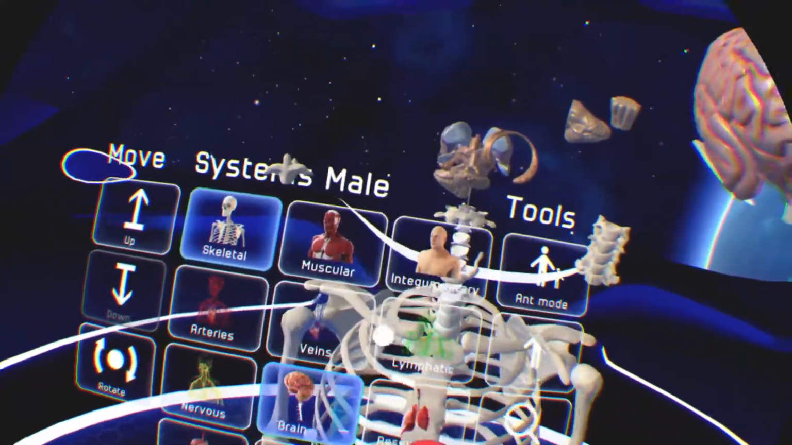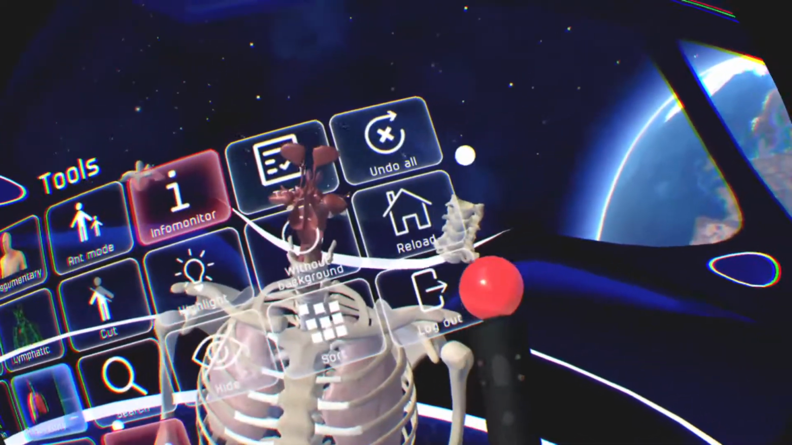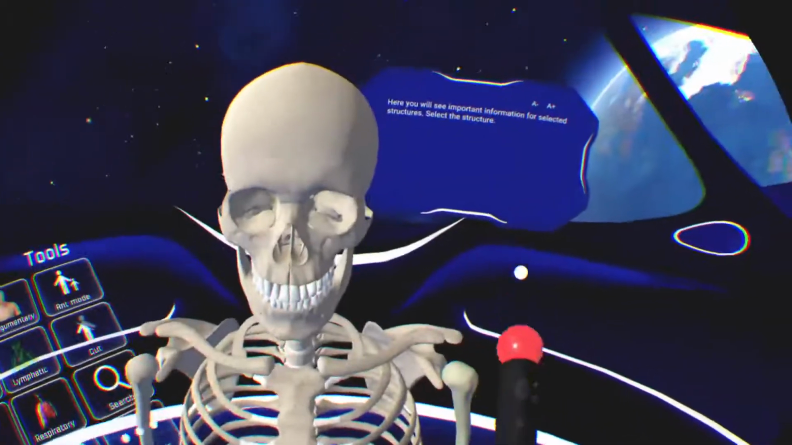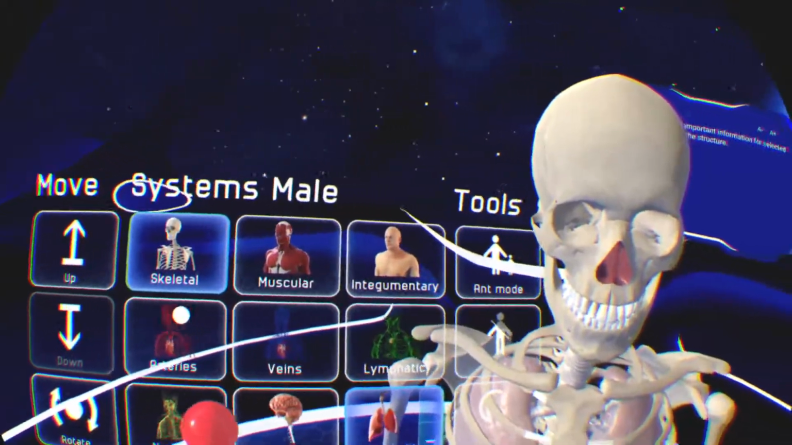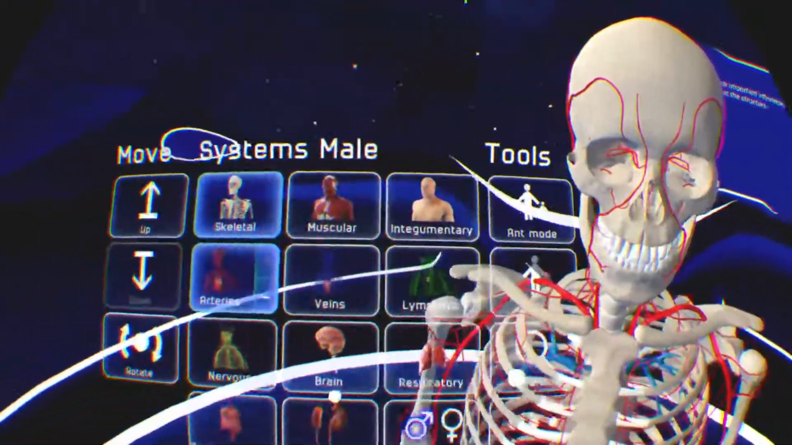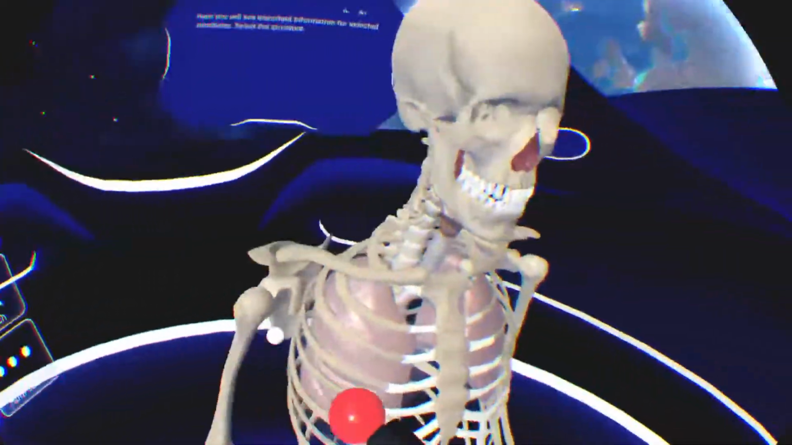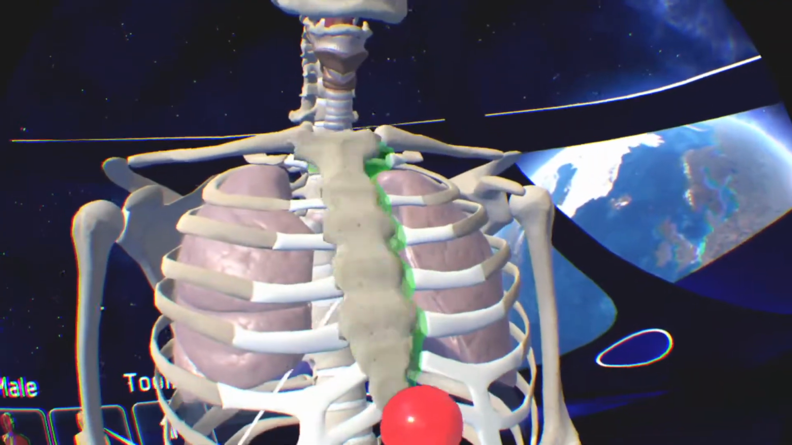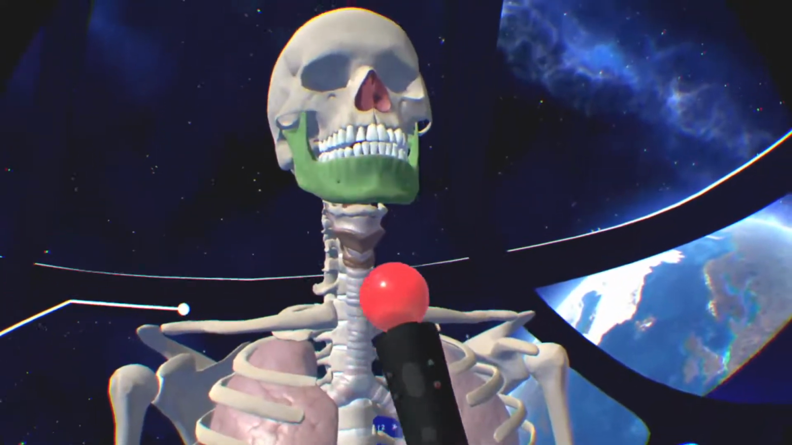Okay, then we have to move on to the respiratory system. The respiratory system most of the time will be paired with the transport system. For the respiratory system, we have to have a look. We can remove those bones first.